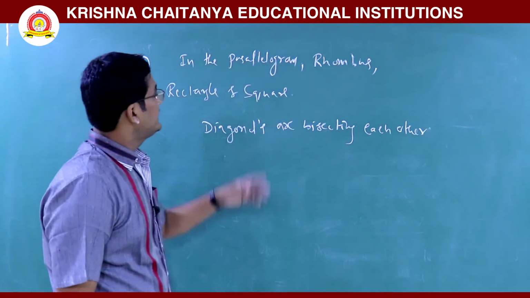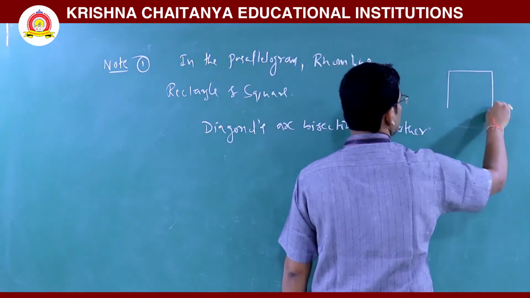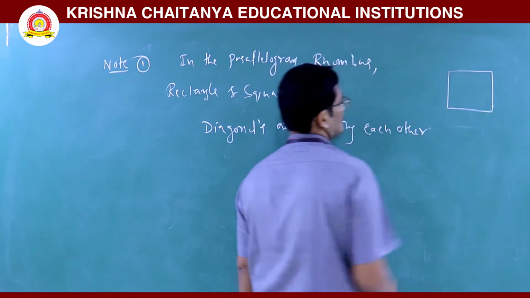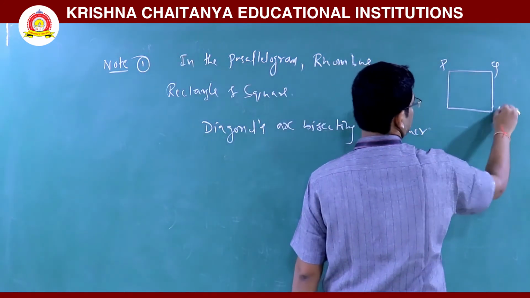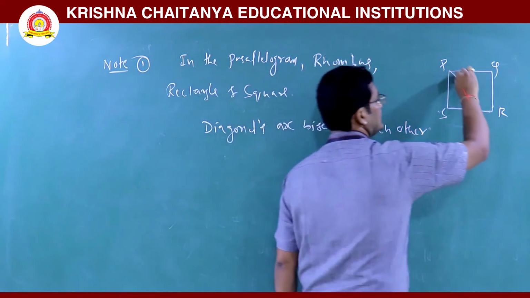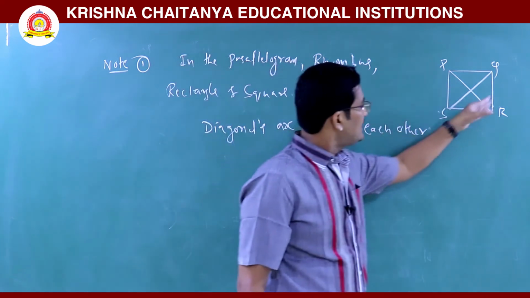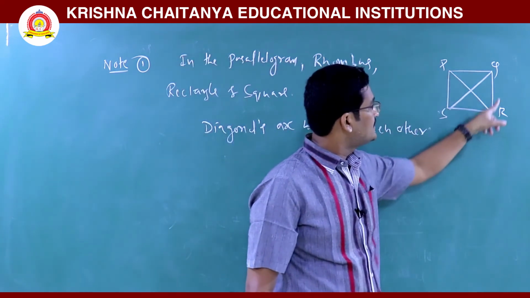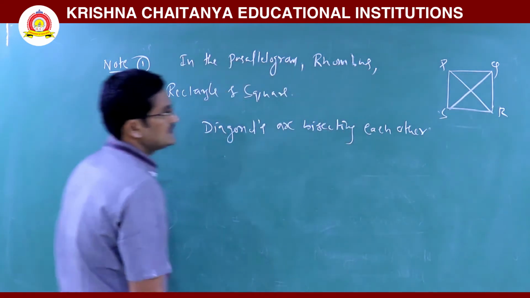Suppose you take any parallelogram, rhombus, rectangle, square, like this. One of these four. Suppose this one is PQRS. This is a quadrilateral. What are the diagonals here? PR is one diagonal, QS is one more diagonal. So these two diagonals are bisecting each other, meaning the midpoint of PR is equal to the midpoint of QS. That is the meaning.